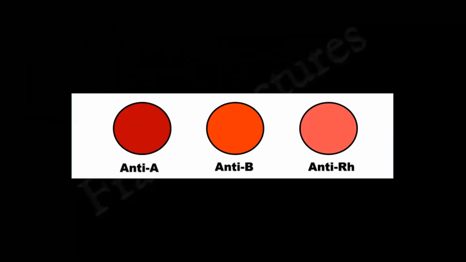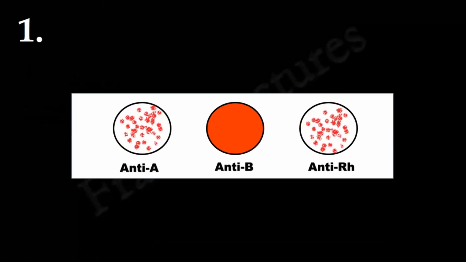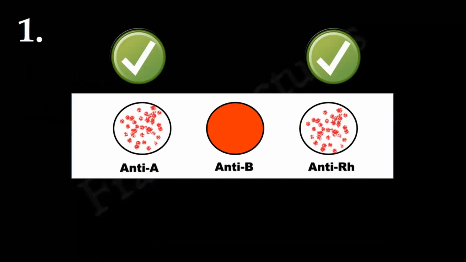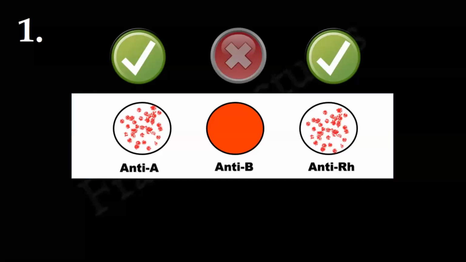Let's look at the possible observations and their interpretations. Here you can see agglutination in anti-A circle and anti-Rh circle. This means antigens present on red blood cells are A antigen and Rh antigen. No agglutination in anti-B circle. Therefore, B antigen is absent. So, blood group is A positive. Recall that plus sign indicates the presence of Rh antigen.